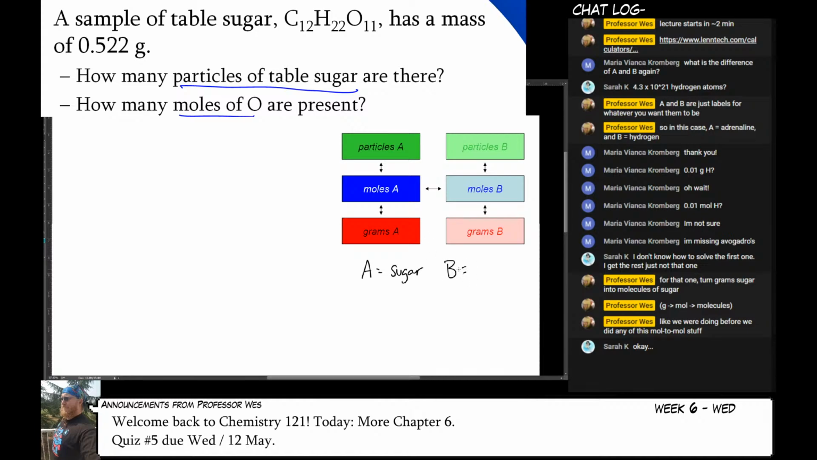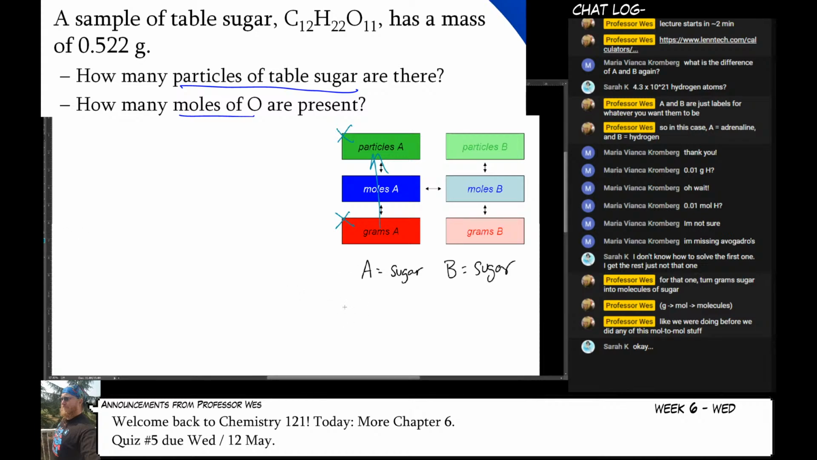So for the first one, how many particles of sugar? What that means is that I've given you a mass of table sugar, so all of our problems are going to start here. And then it's just where do we end from there? This first one, we're going to end here. So this is our path. And so let's write down the relationships.